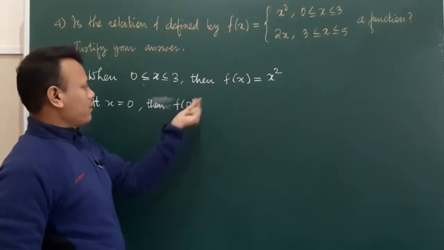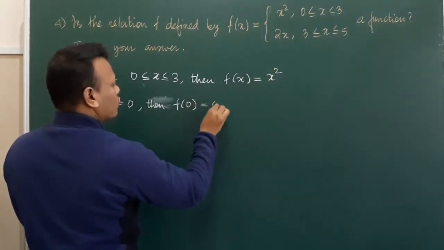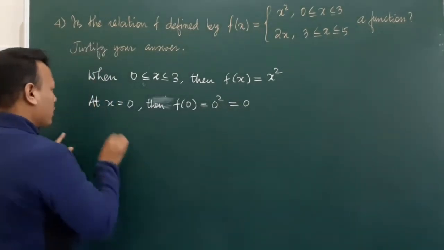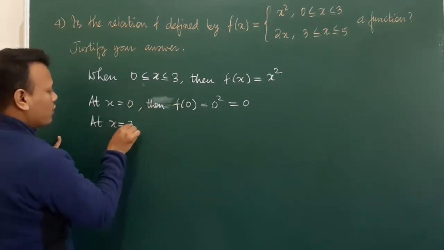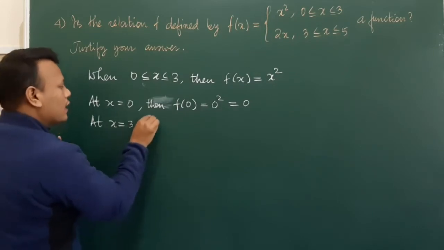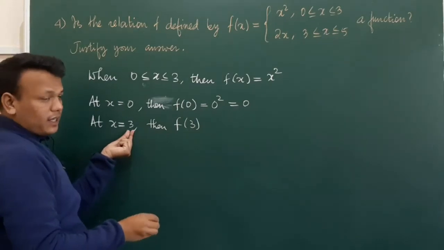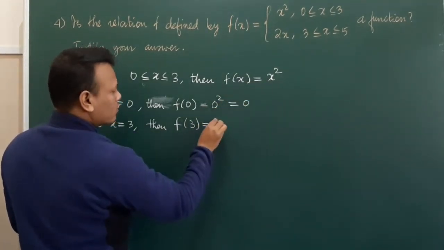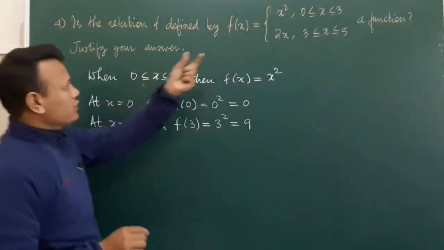Instead of x I am writing 0. So this becomes 0 squared, which is equal to 0. Now at x equals to, what is the other point? The other point is given to be 3, because there is x equal to 3, so I am taking x equals 3. Then we have f of x, how much is x? x is 3, so this becomes 3 squared, which is 9. So this is my first case.